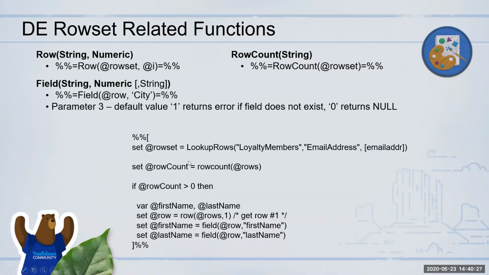Okay, pretty straightforward. So once you have a row set, you need to use the row function, and if you want to know how many rows you want to cycle through, you can use the row count, and then for that particular row, you will use the field function to retrieve a specific field as well.